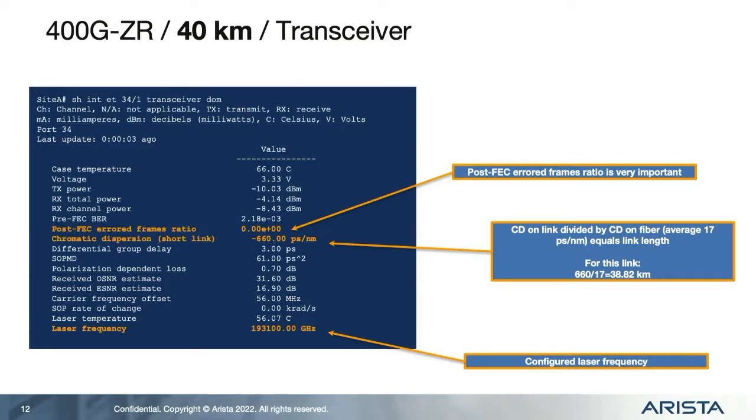So this is after we've performed FEC, that's forward error correction. And as you can imagine, we really want this to be 0. So if we have post-FEC errors, that's really not good. We need to look into that.